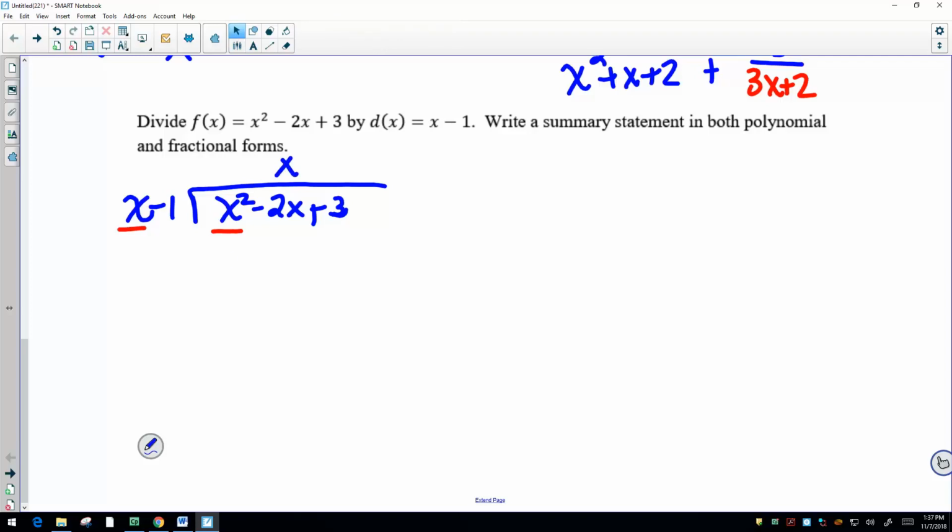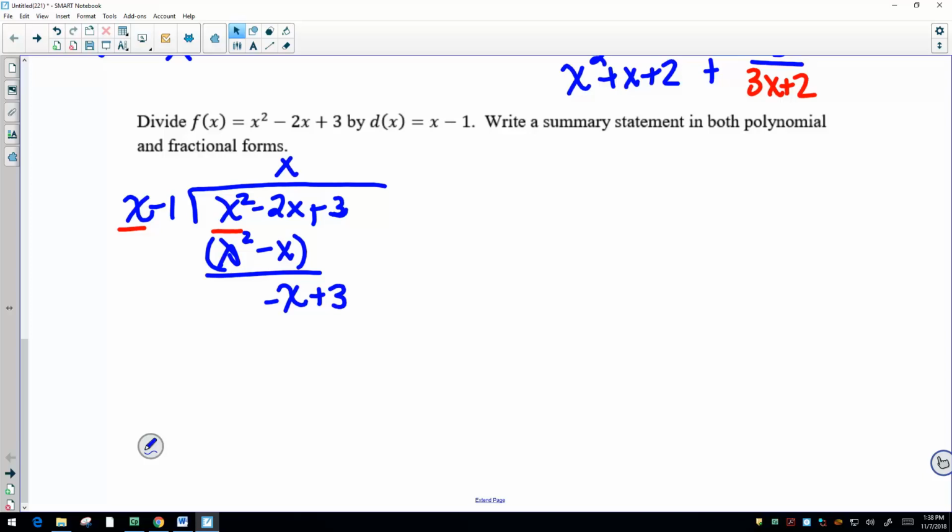So x times x, we get x squared. X times negative 1, we have a negative x. And now we're going to subtract. Okay, first term drops, that's good. Negative 2x, keep in mind minus a negative x, so that's plus a positive x, leaves us with negative x. Now let's bring down your other term.